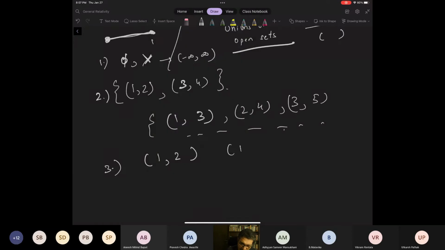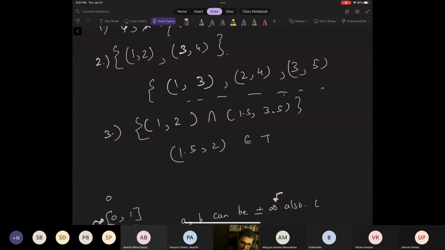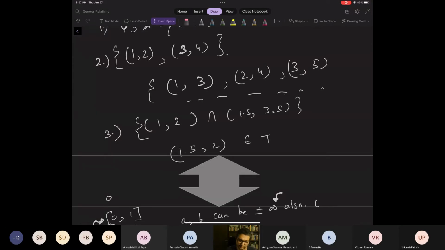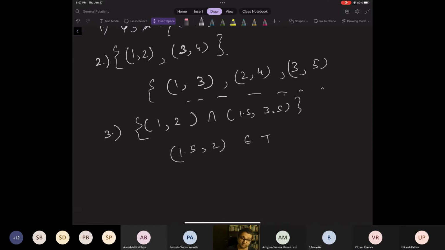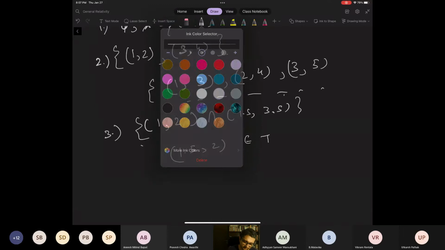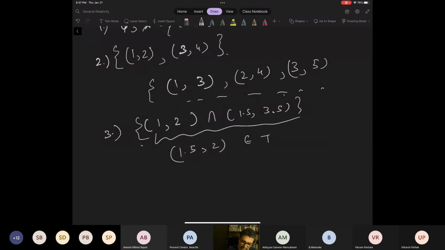1, 2, and let's say 1.5, 3.5. If I take the intersection of these two sets, the intersection will be 1.5, 2, and this also belongs to T. Now the third rule that defines a topological space is that the intersection that you take must only be of a finite number of subsets of open sets, these U_i's.